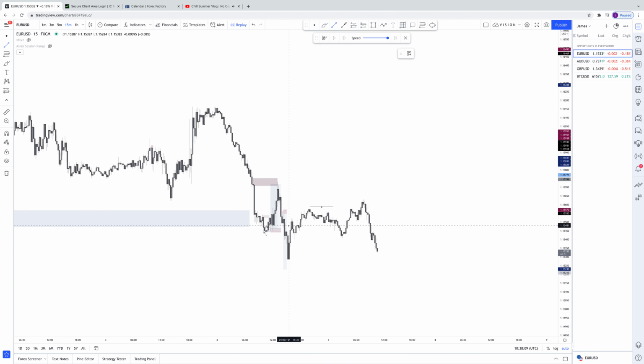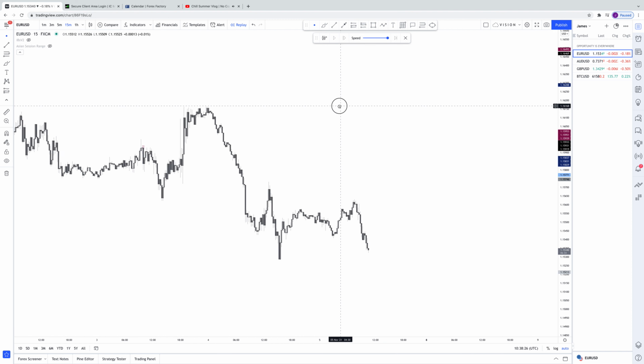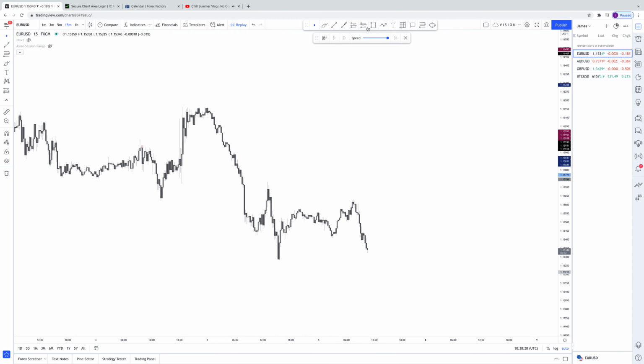And then now price is coming to this low. So that should be taken out. If not, it doesn't matter, we still make some really nice profit. So yeah, I want to get into this trade. What I'm going to do is delete this off. And yeah, this was the zone that I was looking at.